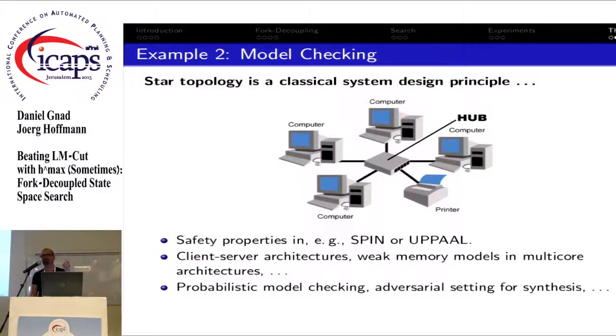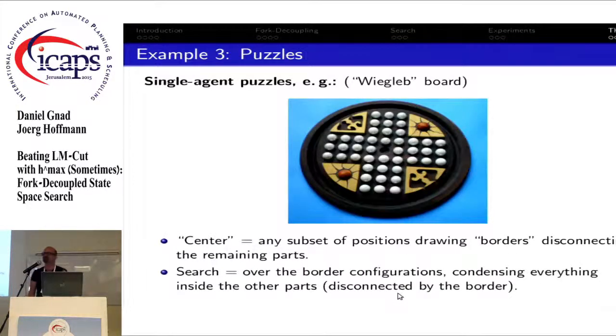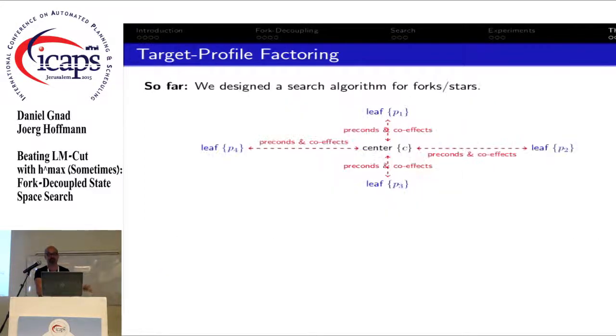So what I'm actually planning to do is implement this in Spin and then apply it to whatever problems they are looking at currently, like weak memory models in multi-core architectures, which is one very interesting example. We can do probabilistic, adversarial, whatever you want. I actually start to see star topologies everywhere. Look at this game board. It has a star topology, right? Actually, it doesn't even have to be that obvious. You can take any game board, draw a borderline across it, call the borderline the center, and everything around it disconnected by the borderline becomes a leaf. So that's also something I'm planning to do.